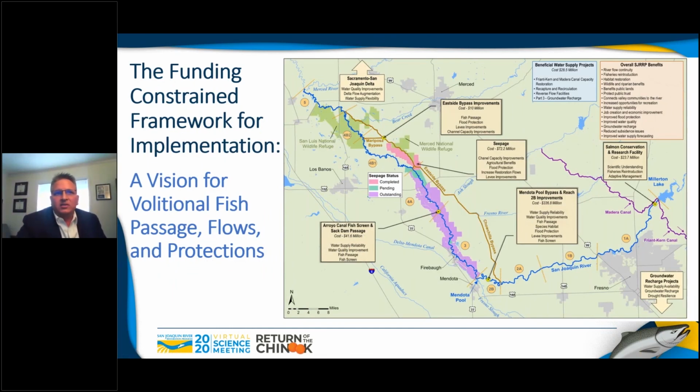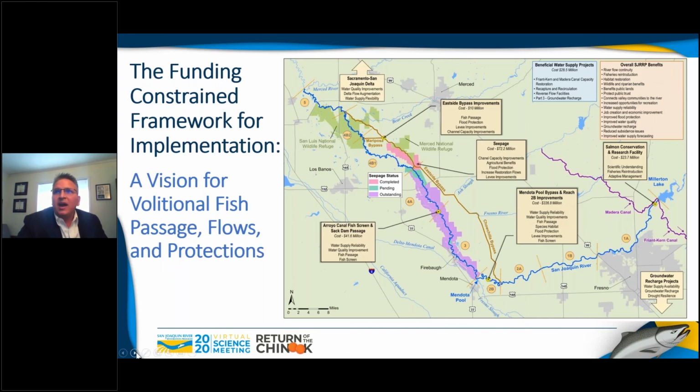In 2018, a collective effort of stakeholders, including the implementing agencies, the settling parties, and third parties, came to an understanding that the funding currently identified and authorized in the Settlement Act is not sufficient to complete all the actions necessary to implement the Settlement and Settlement Act. The parties recommended a staged approach consistent with the Settlement and Settlement Act that will not involve any modifications or amendments to, or alter the obligations to fully implement, the settlement. The funding constraint framework that was provided was a vision to get volitional passage and flows back to the river and provide those protections from entrainment for the fish and for the water users.